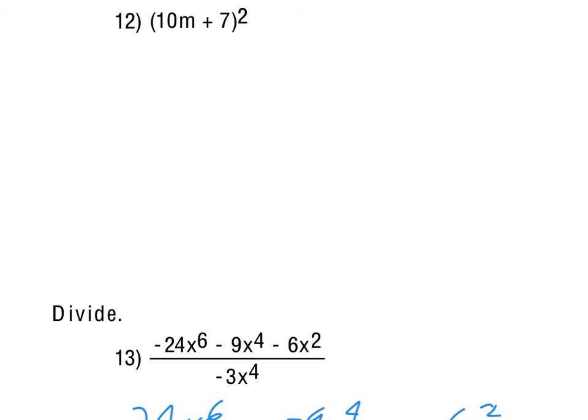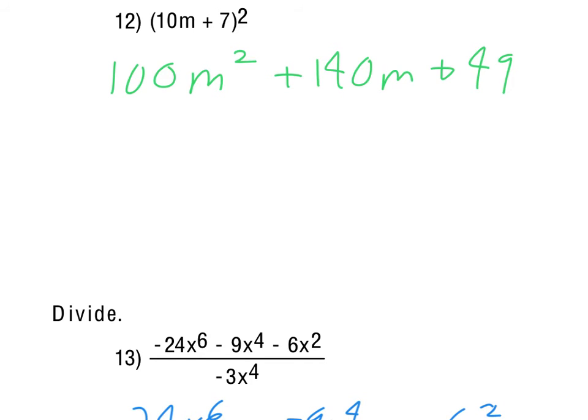Number 12 is squaring a binomial. So again, you can use the pattern. If you really want to, you could box or FOIL that out. But just squaring the first term, so 100m squared. The second term, I put the two terms together, so 10m times 7 is 70m, and then we double that, so 140m, and then squaring the 7 gives us 49. So 100m squared plus 140m plus 49.